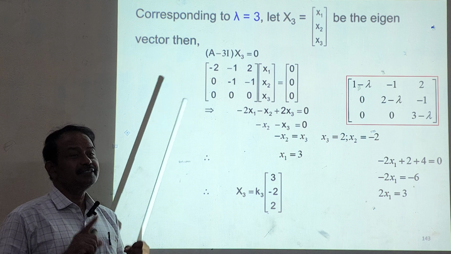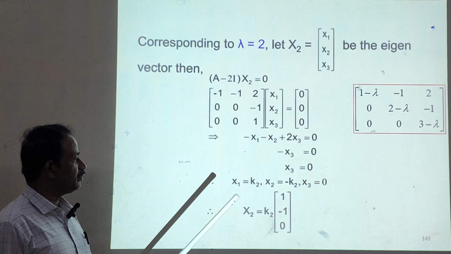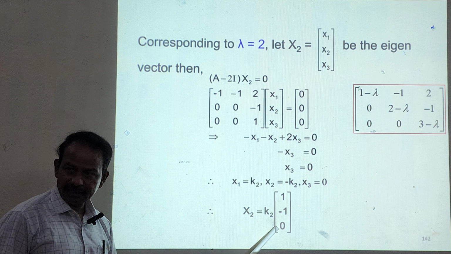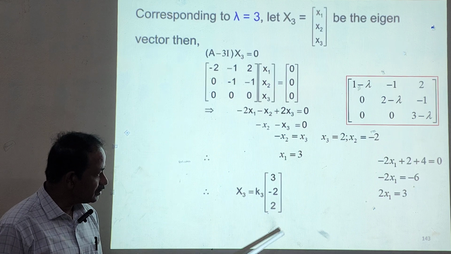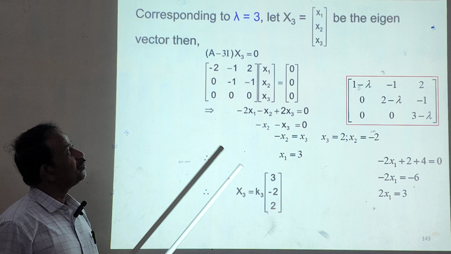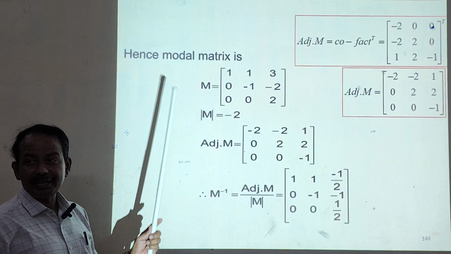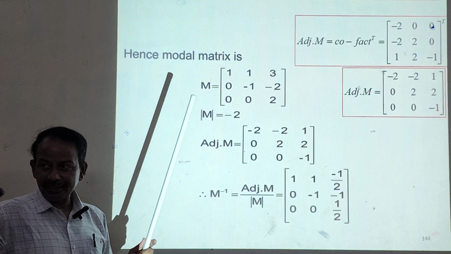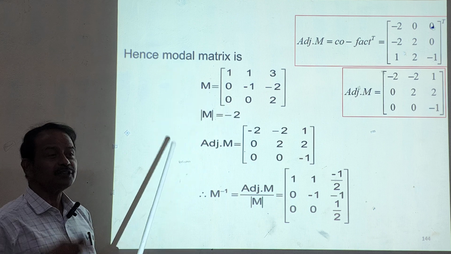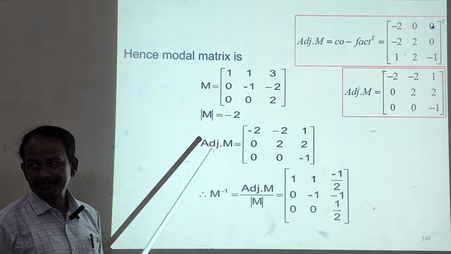So we have found out 3 eigenvectors: the first column eigenvector, second eigenvector, and third eigenvector. Now we are going to put all these 3 eigenvectors together in a matrix, which we call the modal matrix.